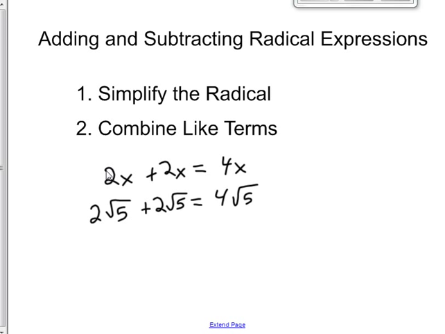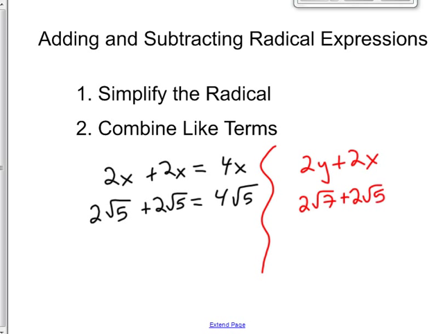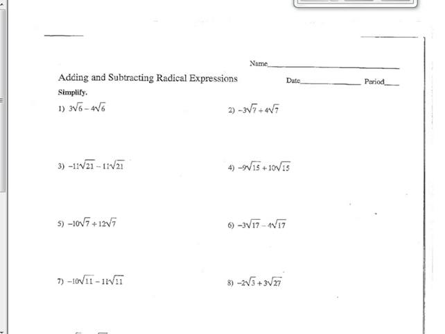Just like if you had 2y plus 2x, you couldn't add those two things together. If you had 2 square roots of 7 plus 2 square roots of 5, you can't add those together. Those things, they don't go together. You have to have like terms, like radicals, in order for them to add together. So let's take a look, adding and subtracting some radical expressions here.